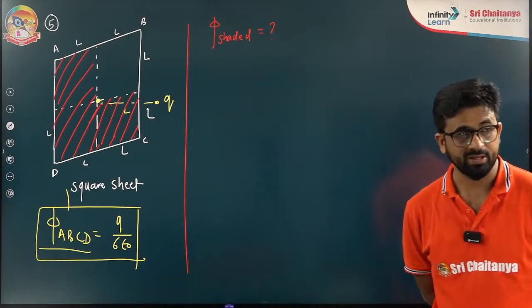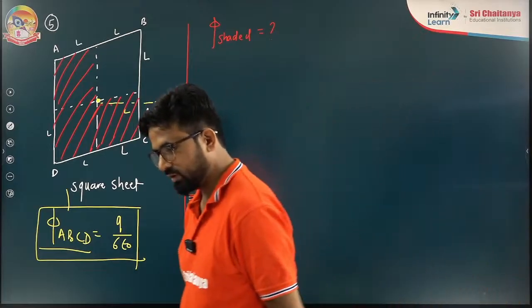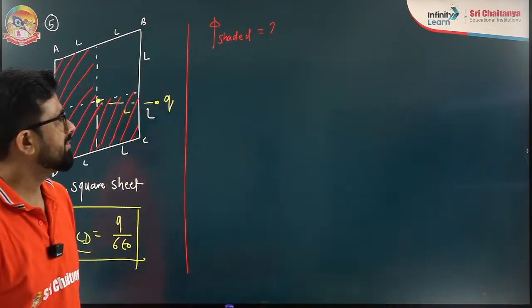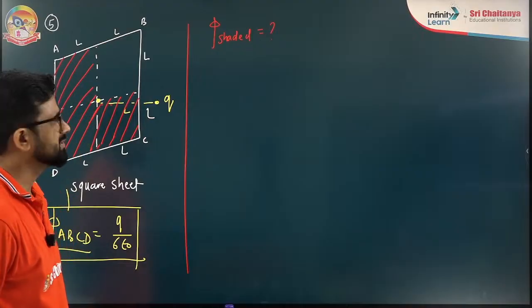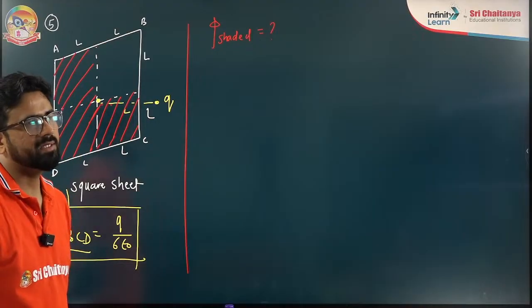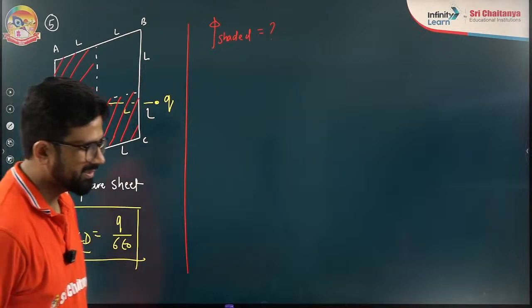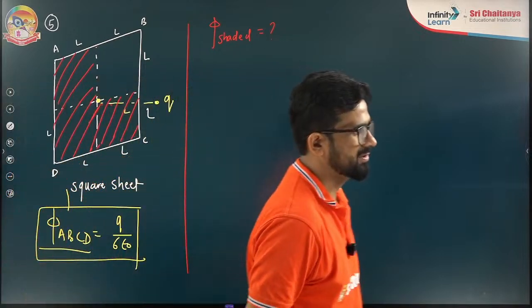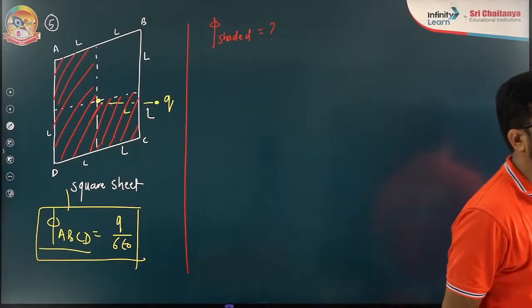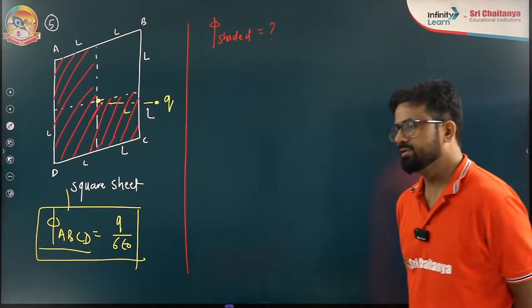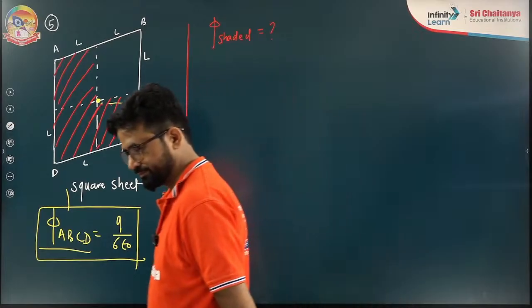Try again. Think carefully. What you have learned from the last two questions, if you understand the last two questions, this is actually related to these two questions only. If you understand the previous two questions, that means you can solve this question. What is the flux associated with this shaded region?